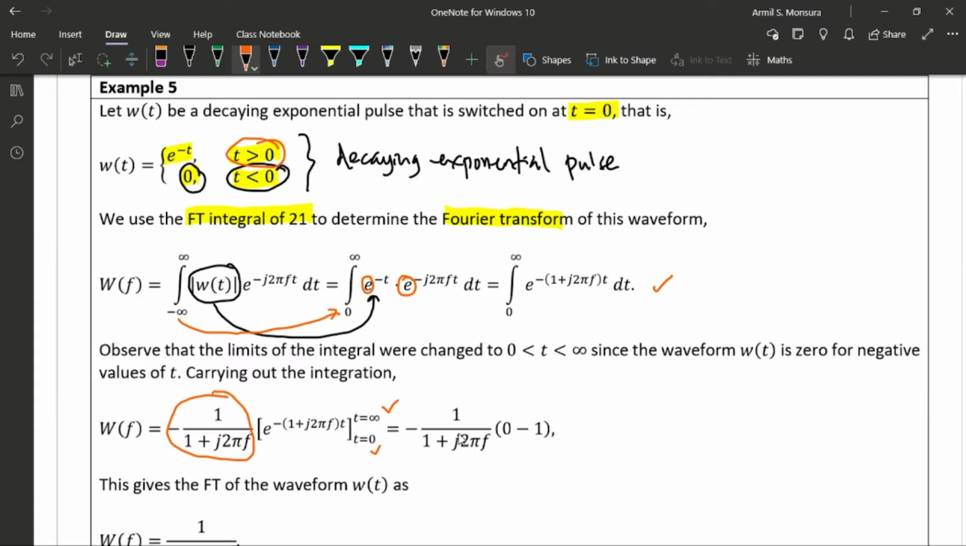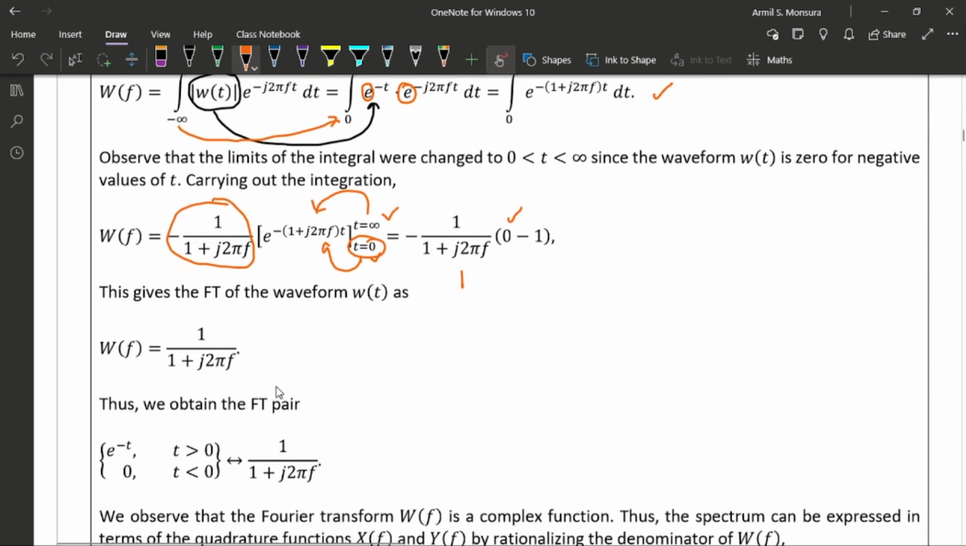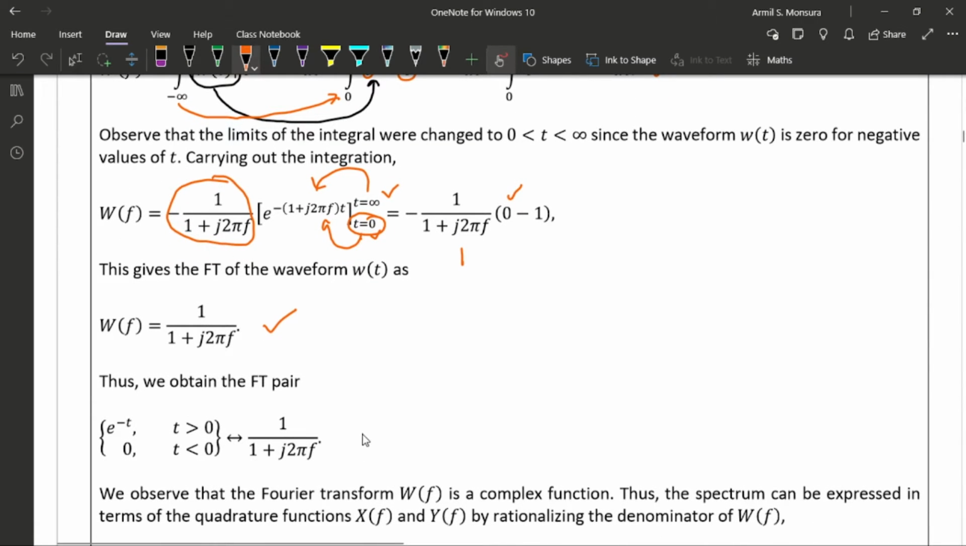Now substituting these limits, when we put t equals infinity, this results in e raised to negative infinity, or e raised to a very high negative number, which is practically 0. When we substitute the lower limit, you now have e raised to 0, essentially equal to 1. So you now have 0 minus 1, or negative 1. Negative 1 times this factor gives you the spectrum as this. We take note that we have obtained our first Fourier transform pair.